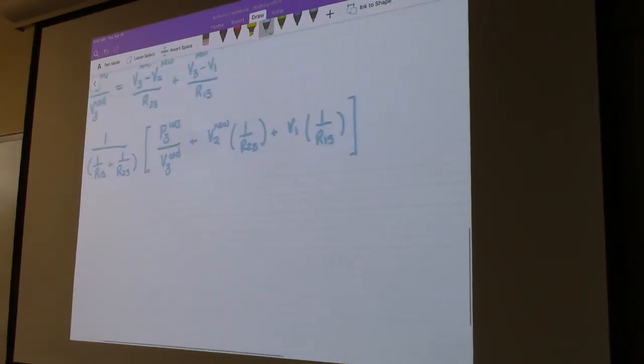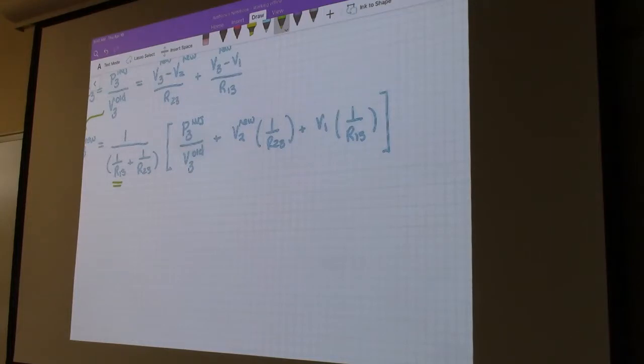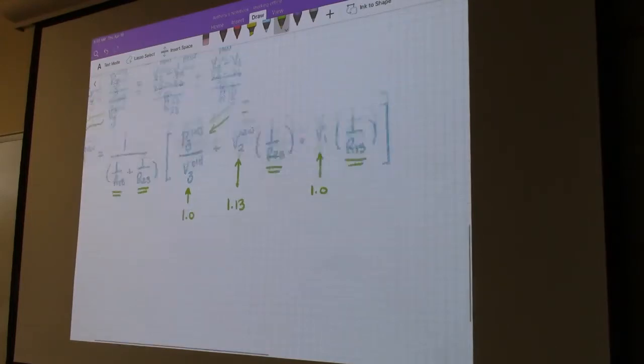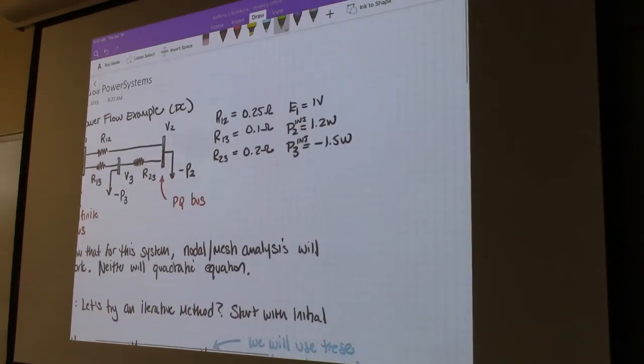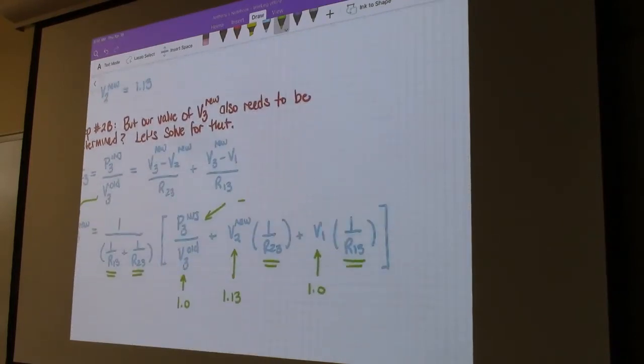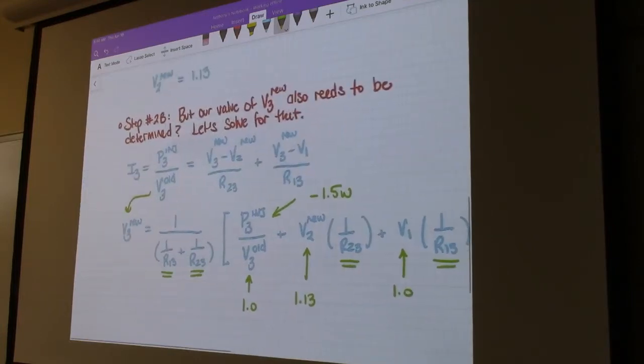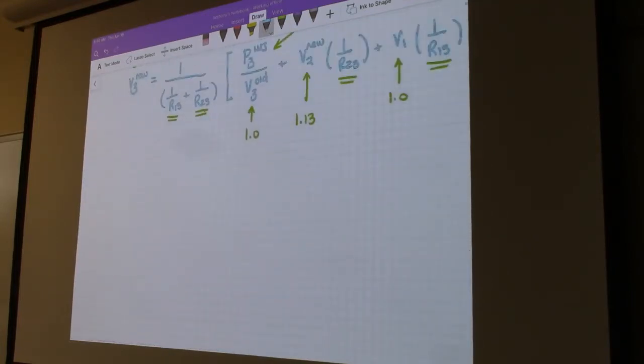And again, all these values should be known. We know these guys, the resistances are clearly defined. This is equal to 1.0. This will be equal to 1.13, right? Because we got that above. This will still be equal to 1.0. This is equal to negative 1.5 watts. And so when we go ahead and plug all that in, we end up with a new value of 0.9433.